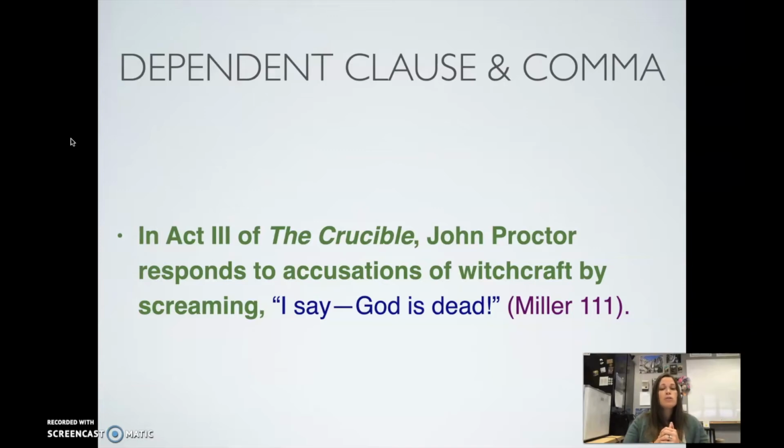So in Act 3 of The Crucible, John Proctor responds to accusations of witchcraft by screaming, I say God is dead. Miller 111. Okay, notice with the dependent clause, I used a comma.